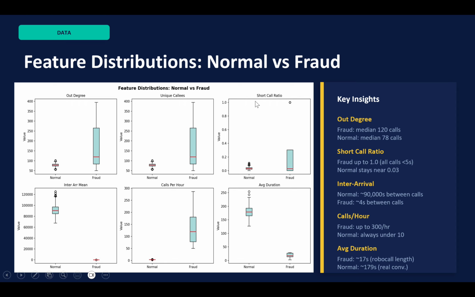On the bottom left, the inter-arrival mean, which is the gap between consecutive calls. Normal users are around 90 seconds and about 25 hours between calls. Fraud nodes are basically at zero on the scale. They don't pause, they don't rest, they just call. On the bottom middle, calls per hour. Fraud nodes hit up to 300 per hour. Normal users never get above 10. These features again just separate the two groups. They absolutely obliterate the boundary between them.